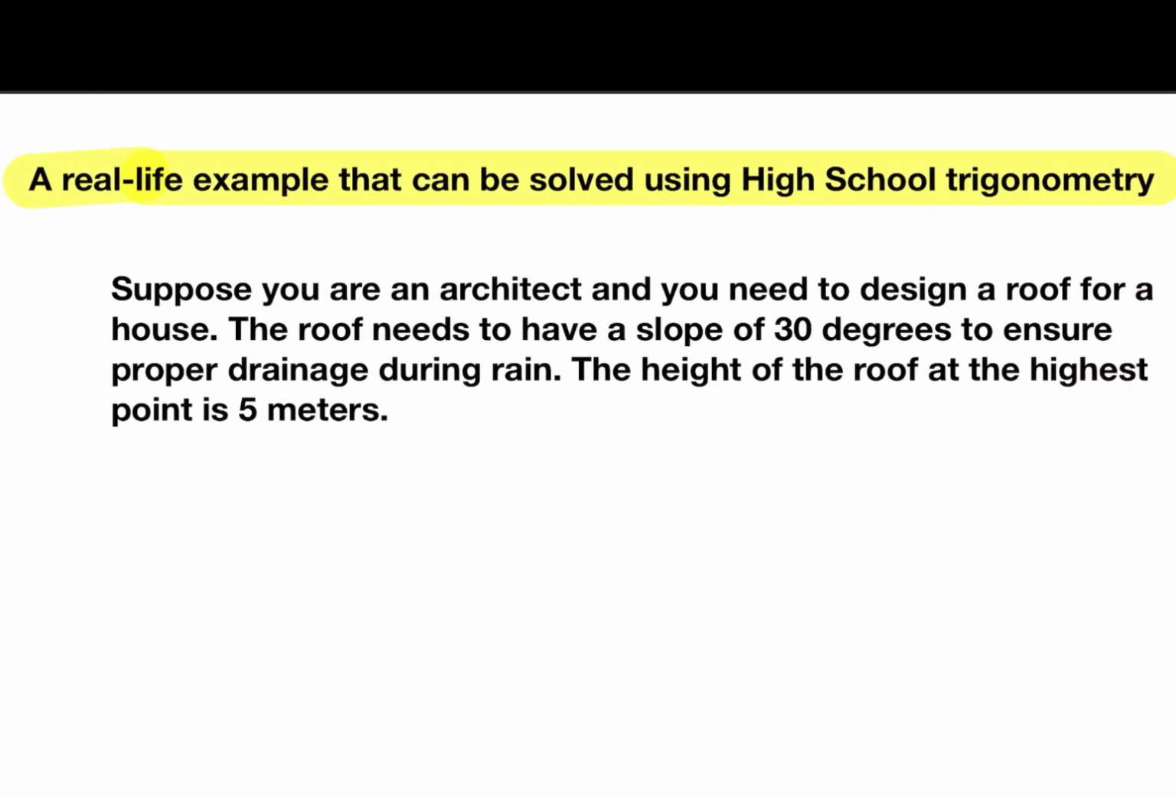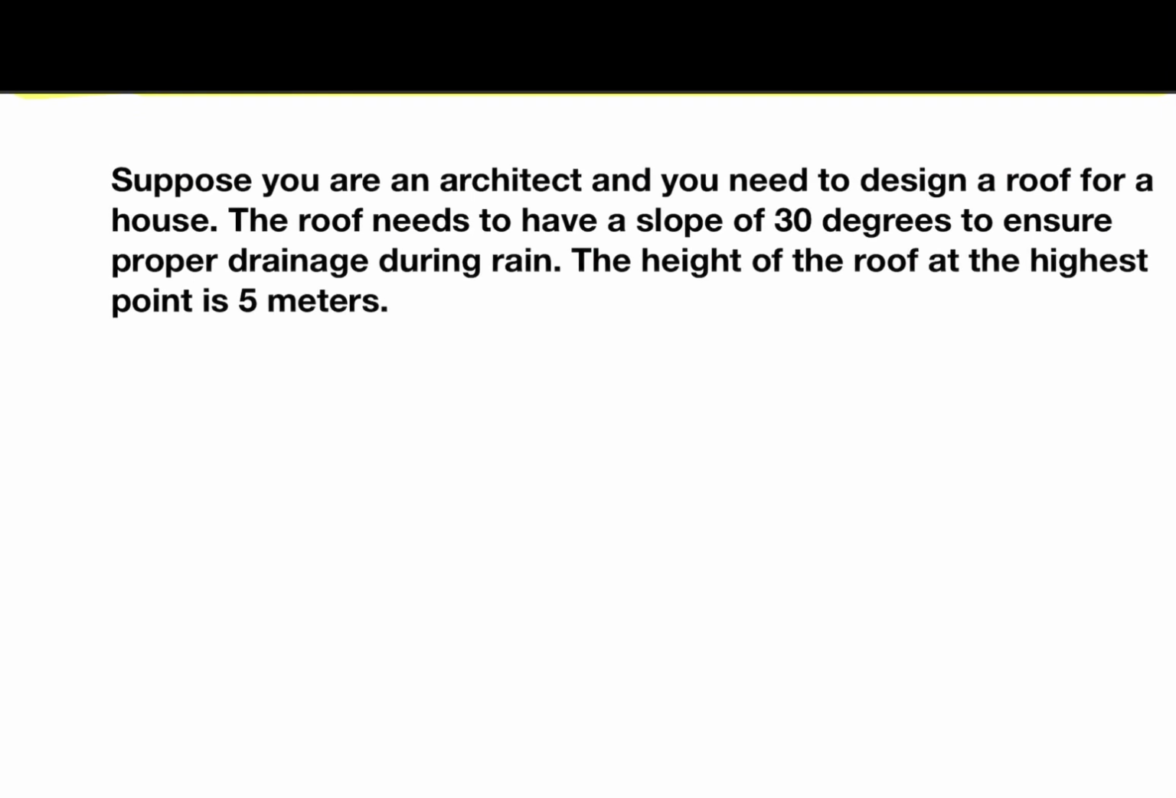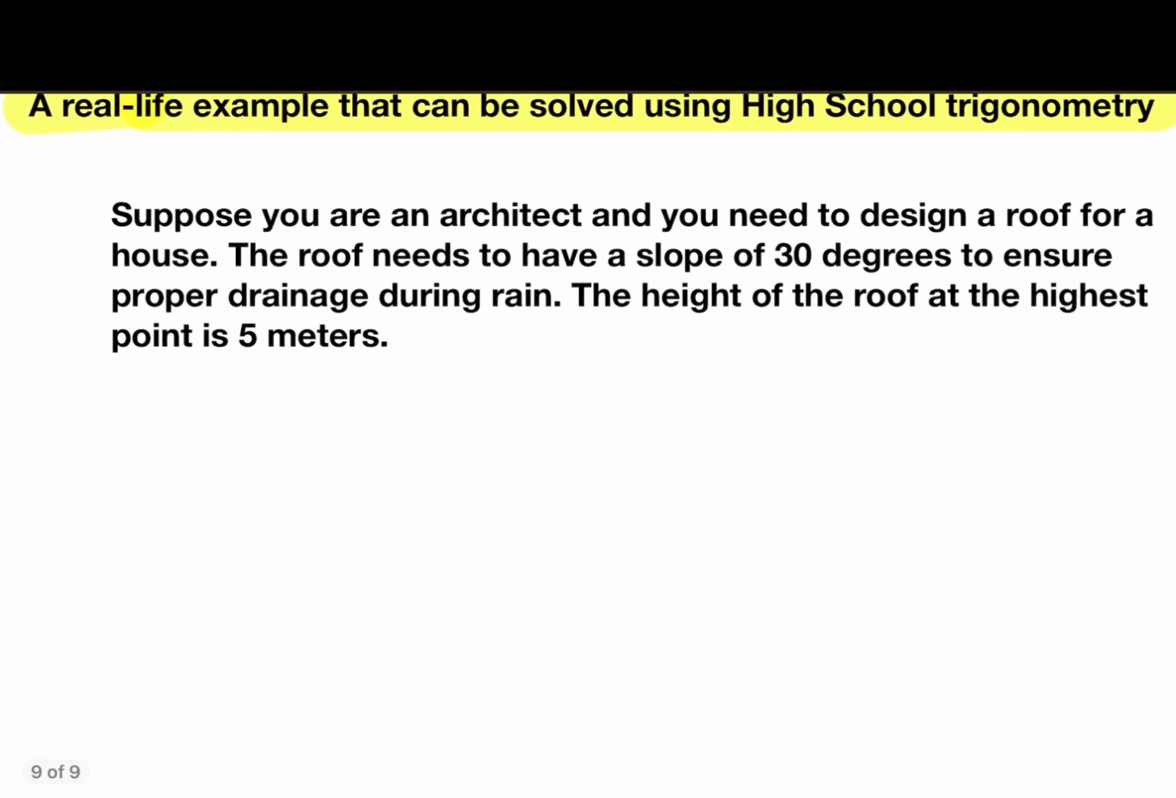Now suppose you are an architect, right? And you are designing a roof for a house. The roof needs to have a slope of 30 degrees to ensure proper drainage during rain. The height of the roof at the highest point is 5 meters. This is the definition. How will you solve this problem? So what I want you to do is pause this video, and think of trigonometry and how you would solve this problem.